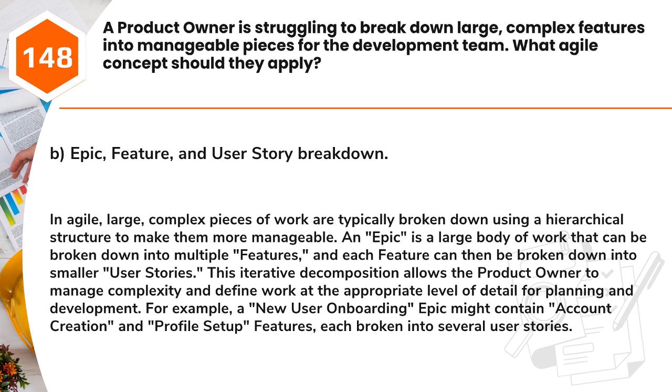Answer: B. Epic, feature, and user story breakdown. In Agile, large, complex pieces of work are typically broken down using a hierarchical structure to make them more manageable. An epic is a large body of work that can be broken down into multiple features, and each feature can then be broken down into smaller user stories.